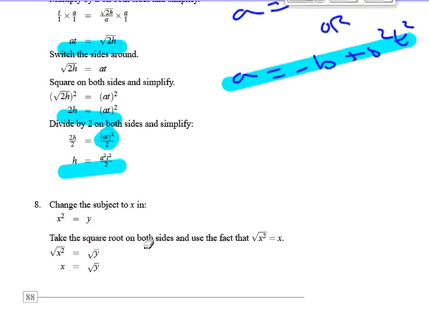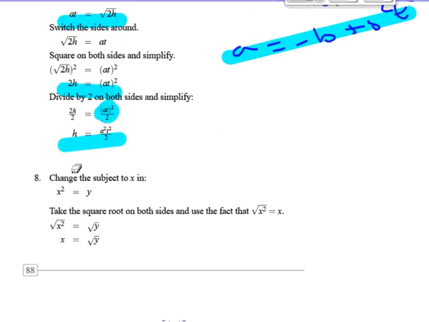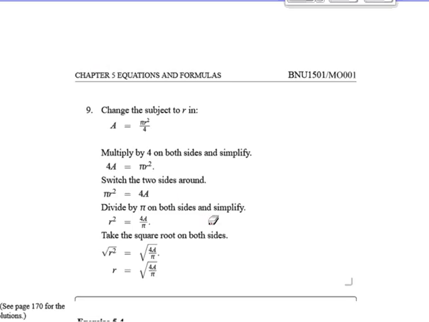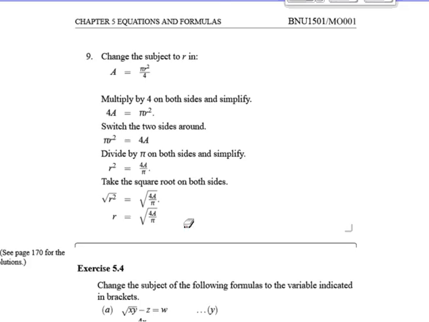Okay. And in the very last one, we want x squared by itself. Opposite of squared is square root. Okay. These are all very much the same. Here you want r by itself. So first they got rid of the 4 by timesing. Then they got rid of the pi by dividing. Then they got rid of the squared by square rooting everything. Okay.